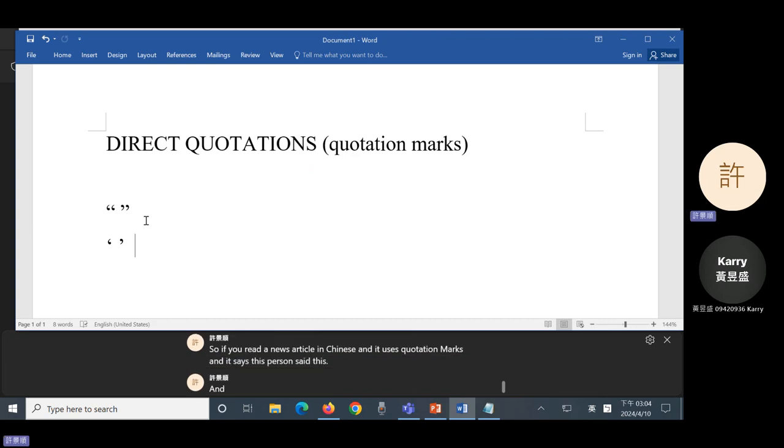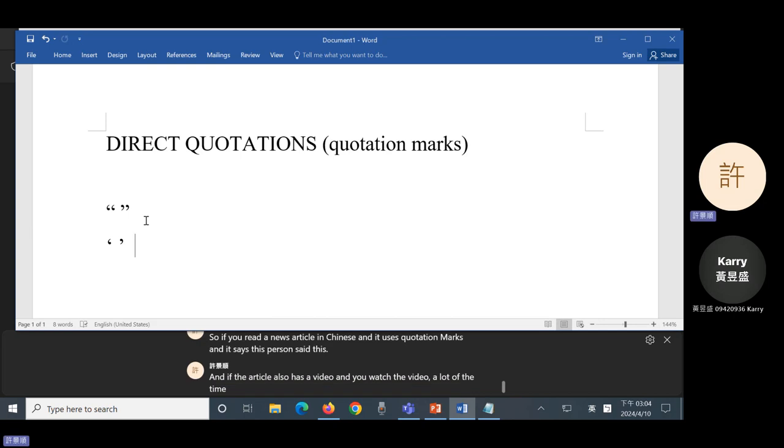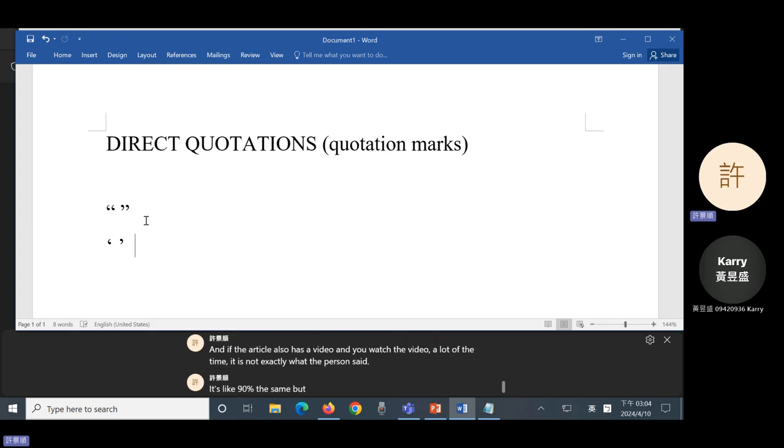and if the article also has a video and you watch the video, a lot of the time it is not exactly what the person said. It's like 90% the same, but it's not exactly the same. In English, you cannot do that. In English, it has to be 100% the same.